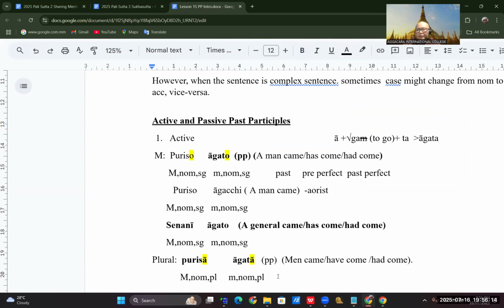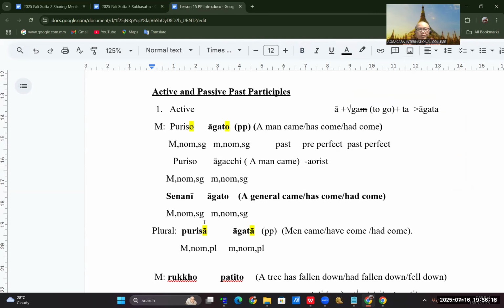Agata. All right. So now the difference is long A means pura. So it's a nominative subject, pura. So instead of a man it becomes men. Many men came, have come, had come. So our English should translate accordingly. All right.